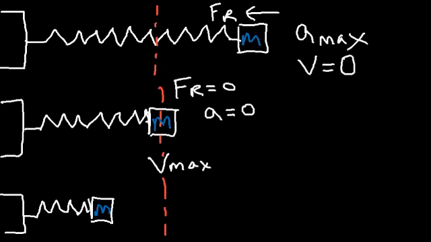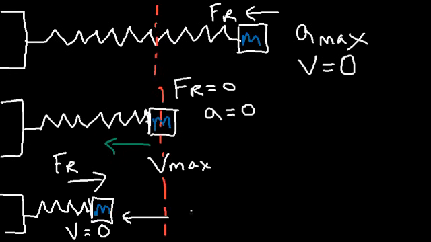However, because the velocity is at a maximum, it's moving towards the left. So because it has momentum, because it's moving, due to inertia, it's going to continue to move to the left, compressing the spring. As it begins to compress the spring, a restoring force is going to build up, decelerating the object. Once the object reaches a velocity of 0, the restoring force is at its maximum value, which means acceleration is at its maximum value at this point as well.